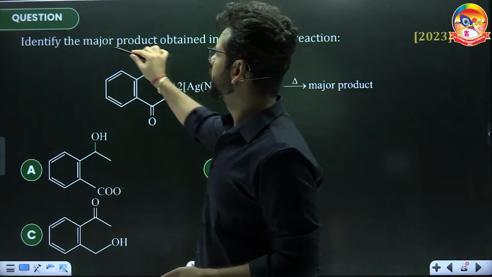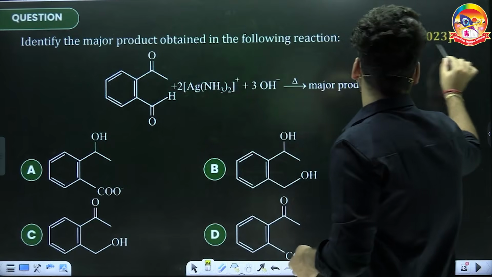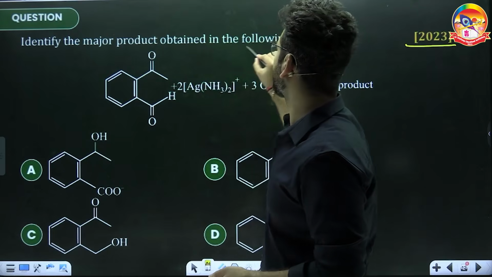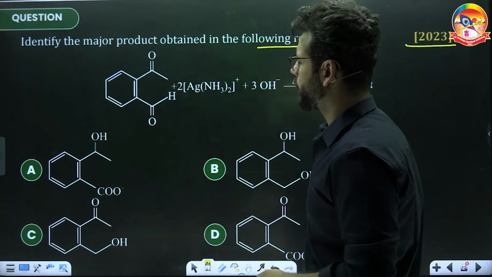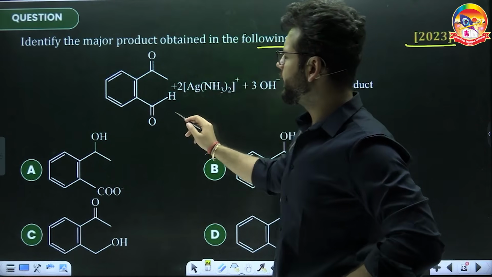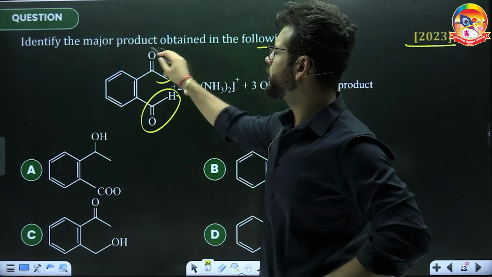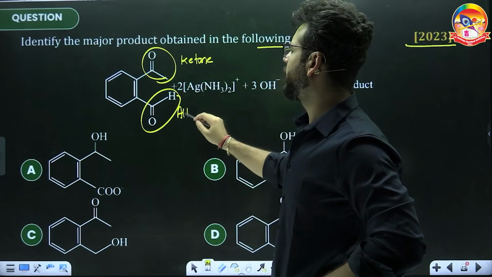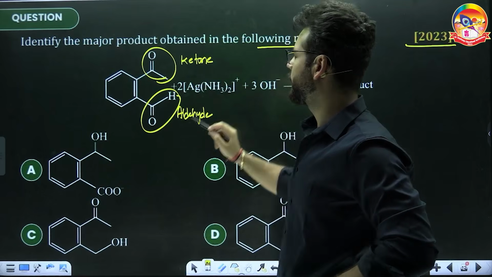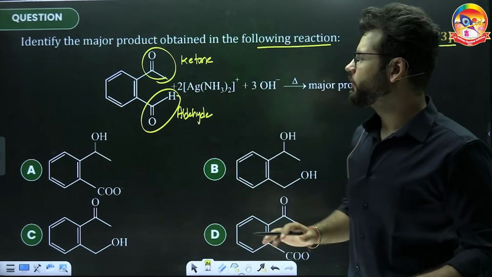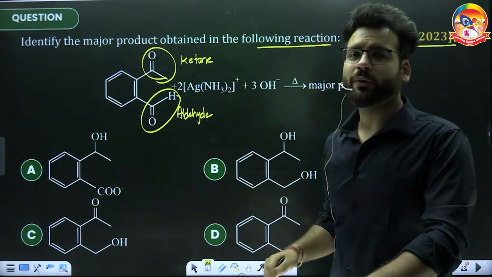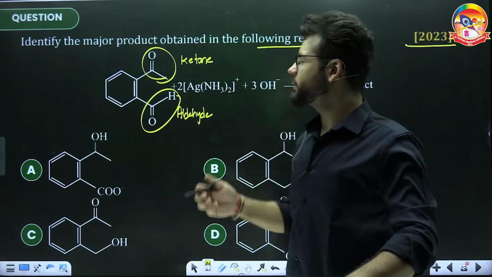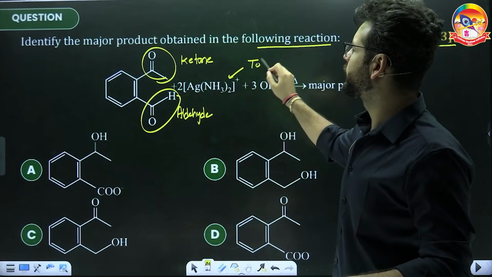Next question is from 2023, as you can see, again from NEET 23. Identify the major product obtained in the following reaction. What do we have here? I have an aldehyde group, I have a ketonic group. This is a ketone, this is an aldehyde, right? And we all know whenever we see Ag(NH3)2 twice, what is this reagent? Tell me. What is this reagent going to be? This is going to be Tollens reagent.